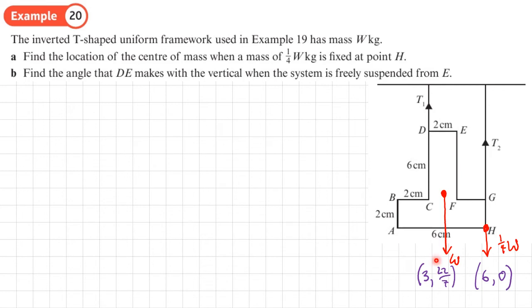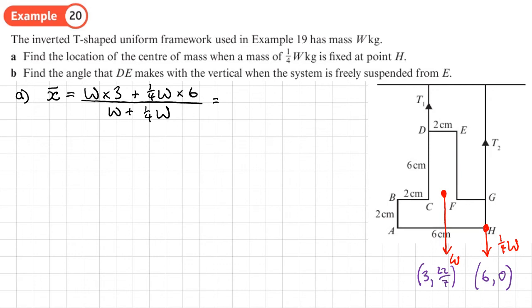So what I can do now is I just clump the whole framework from before into a single particle where its center of mass is, and use W as its mass. So I'm going to work out X bar and Y bar. So X bar, we've got the total mass of that system, or the weight of the system, times its center of mass in the X direction, which is 3. Then we've got the quarter W weight or mass, and we're going to multiply that by its center of mass in the X direction, which is 6. And then we add together the total masses.